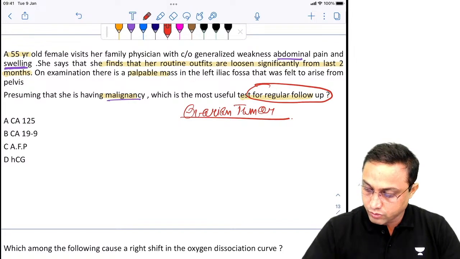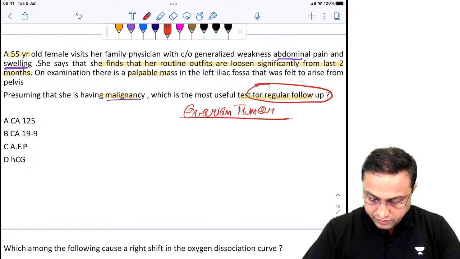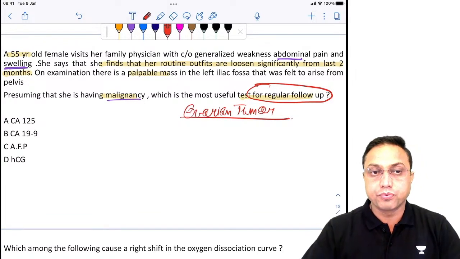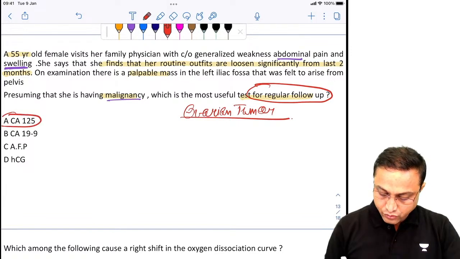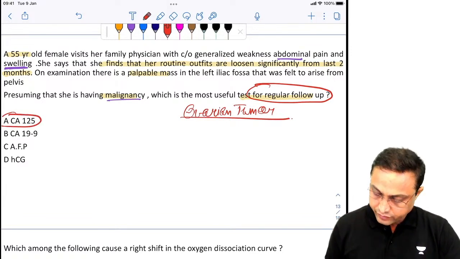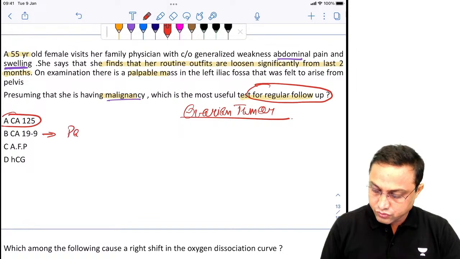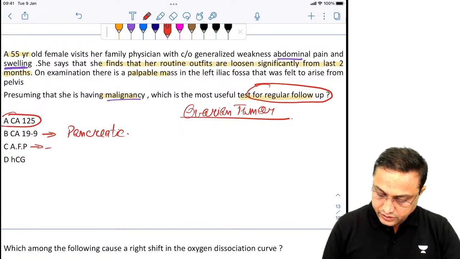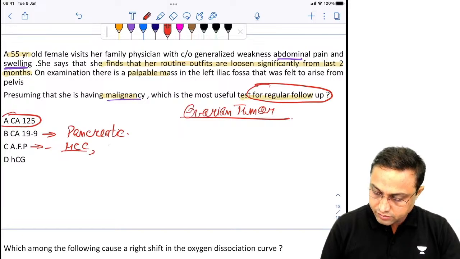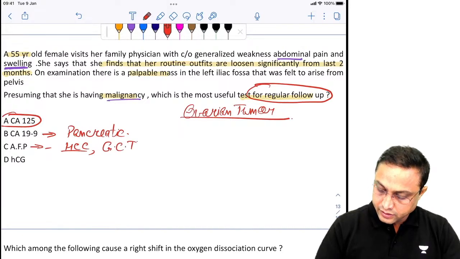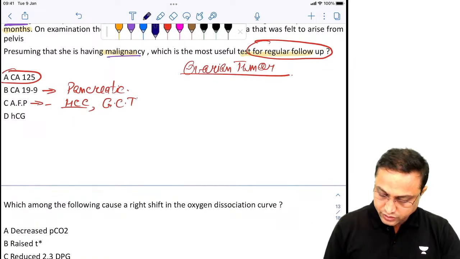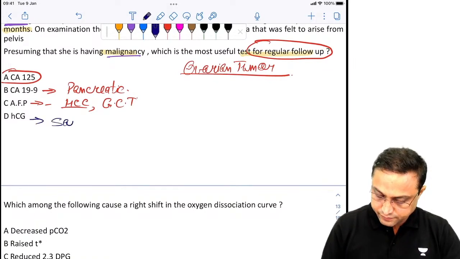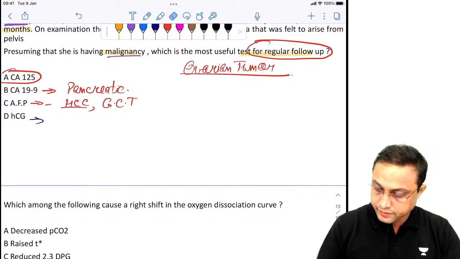It's going to be an ovarian tumor, and we know that if this patient has an ovarian tumor, the test or the diagnosis or the screening or the follow up that we use is CA 125. CA 99 is basically used for pancreatic cancer, right? Alpha fetoprotein is basically used for hepatocellular carcinoma and germ cell tumor, right? And HCG is basically used for, yes, sarcomas. Oh, sorry, not sarcomas, seminomas.